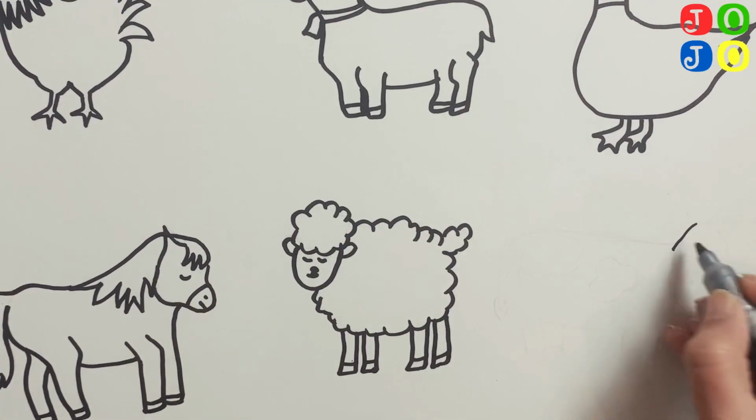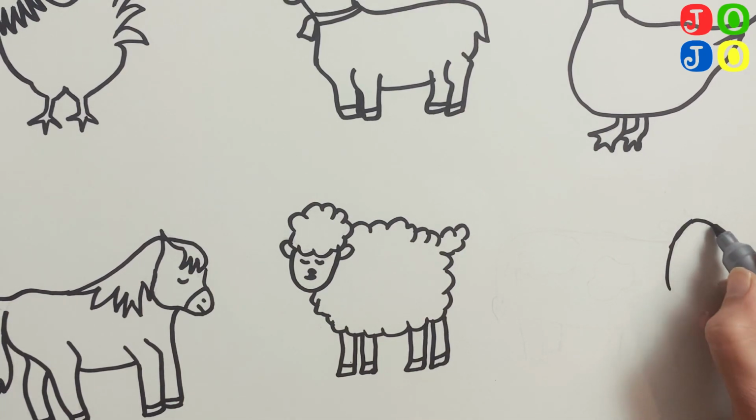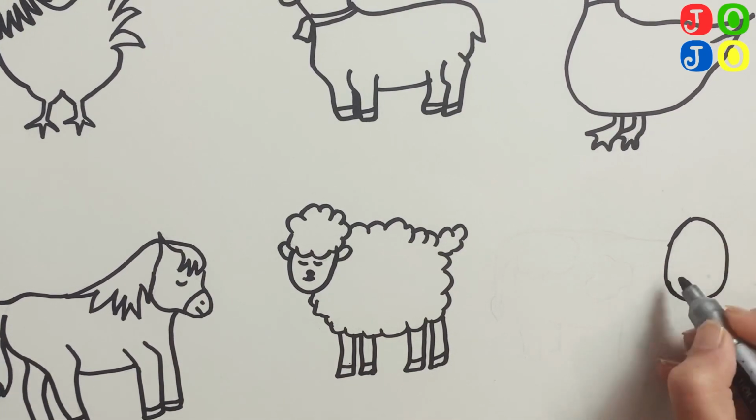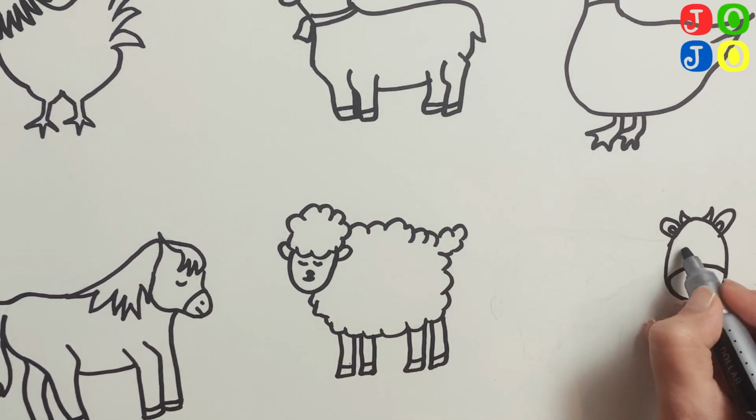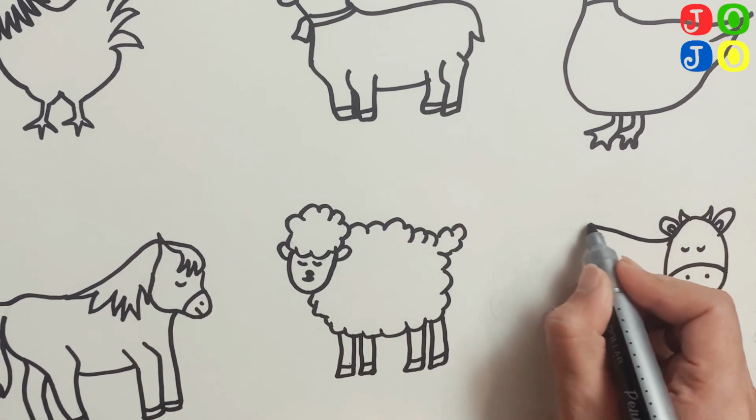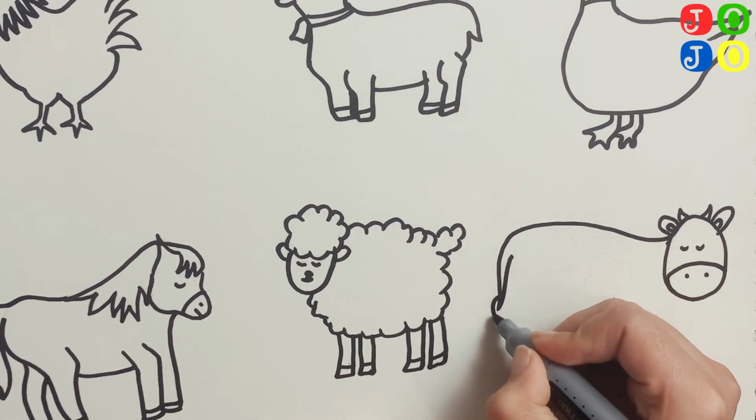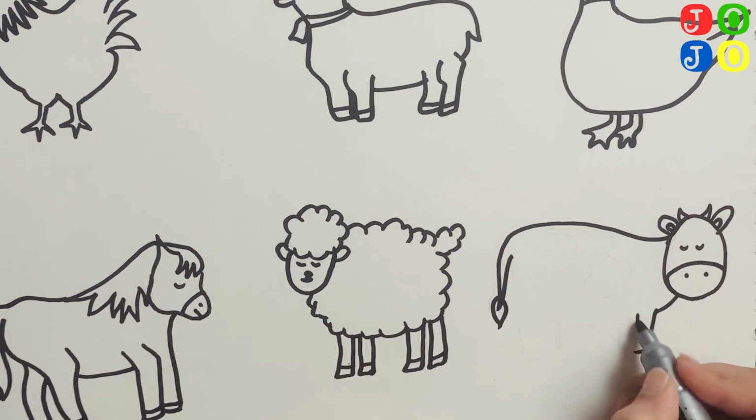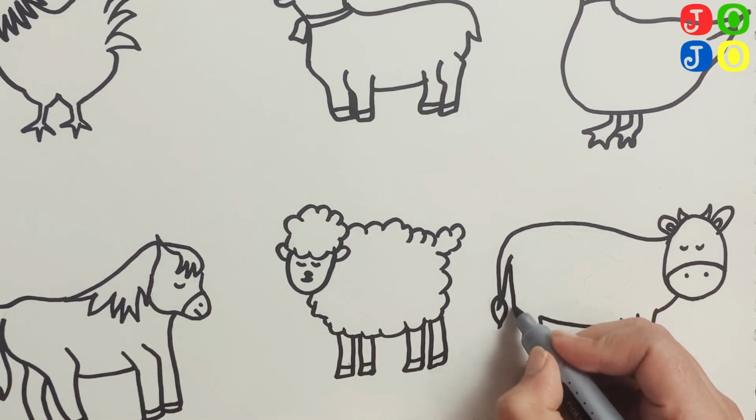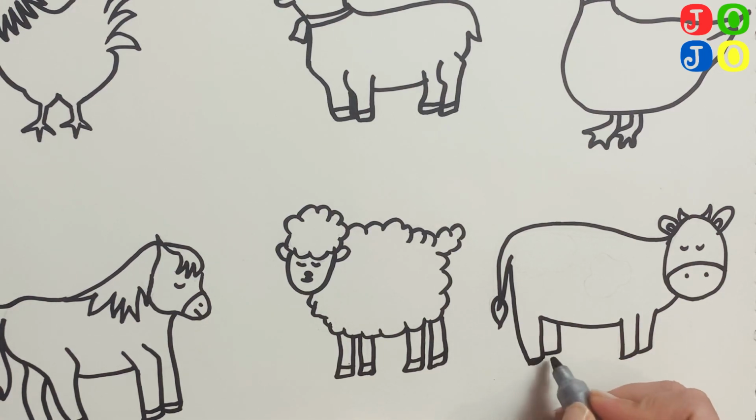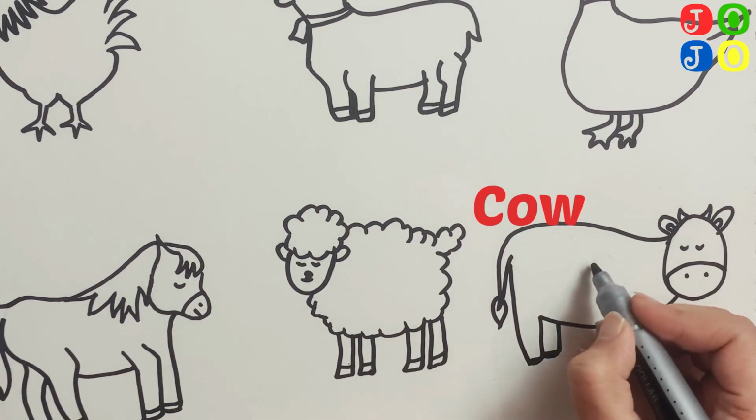So now we are drawing one more farm animal here. And let's see how it looks like. Along with hair, it has also got horns and a tail with four legs. You can already see that it's a cow.